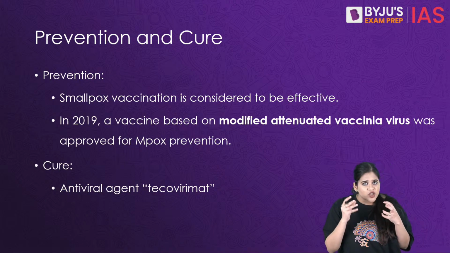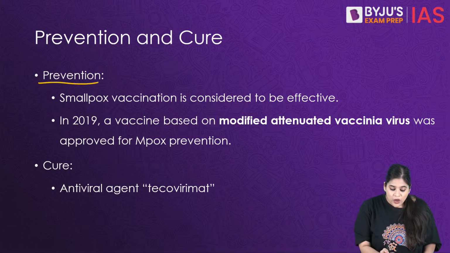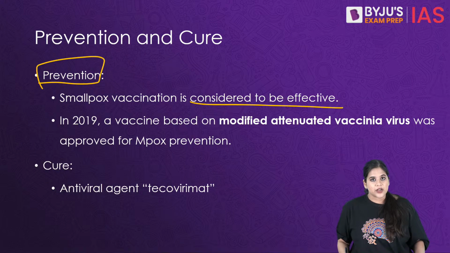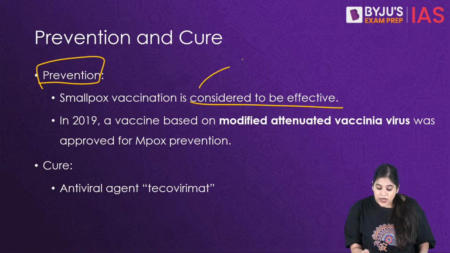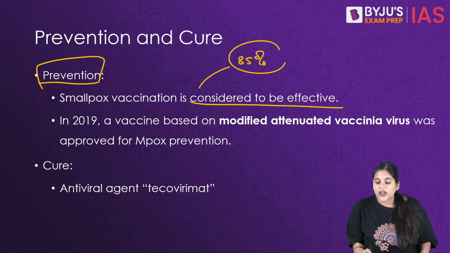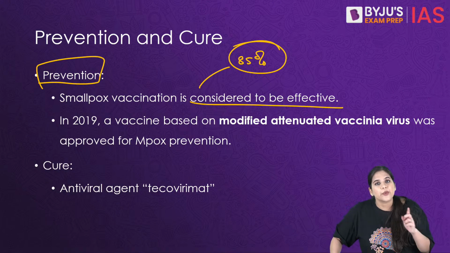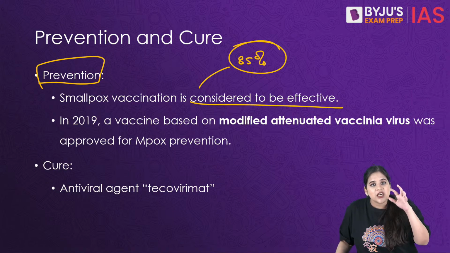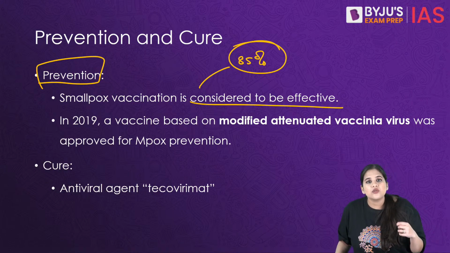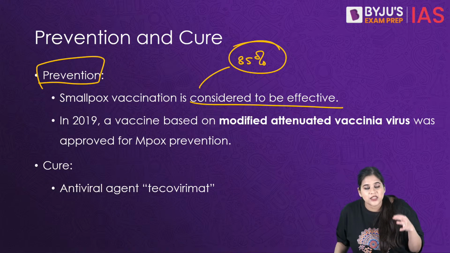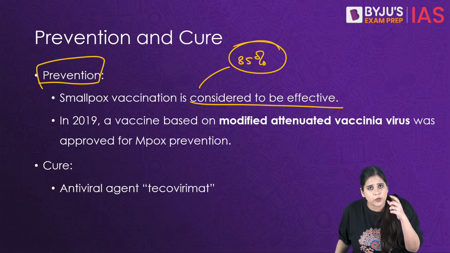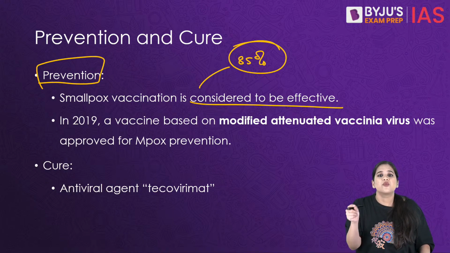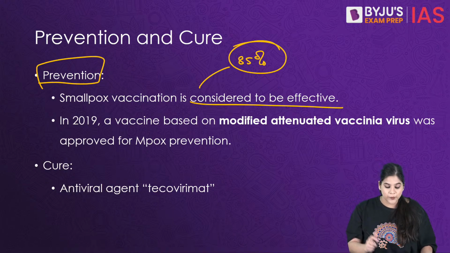Now, what is the prevention and cure related to the disease? The smallpox vaccine is considered to be effective. According to the studies, it is effective in 85% of the cases to prevent this particular disease. In fact, the health workers in the affected countries are also being given slightly modified smallpox vaccines, so that they are protected from this infection when they are treating any person affected by it.